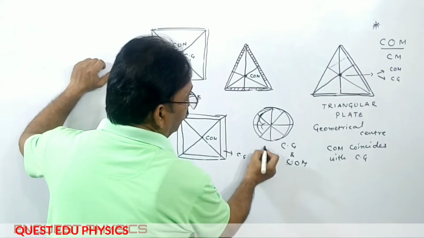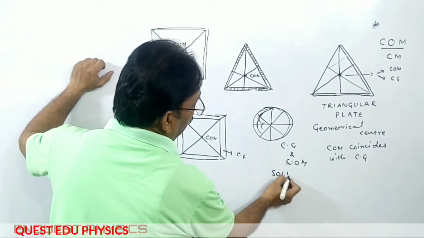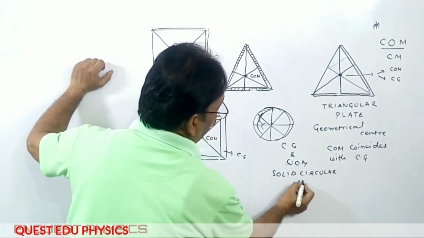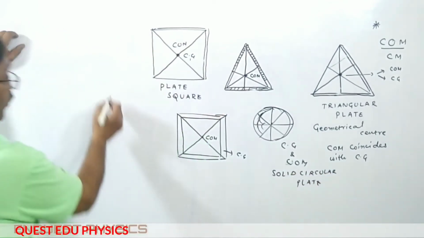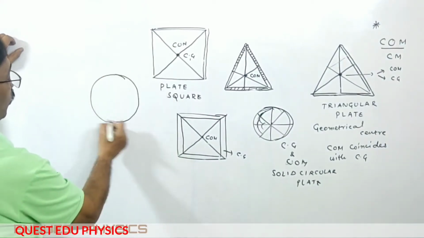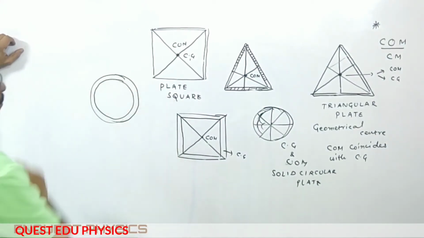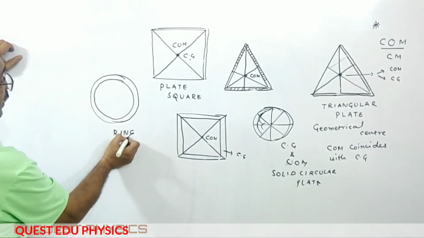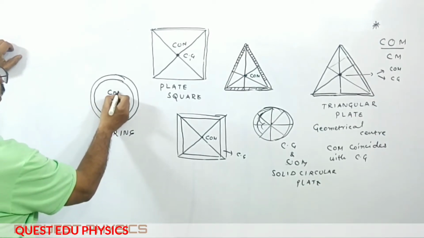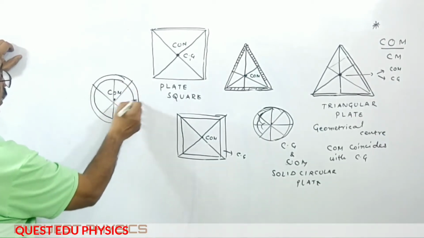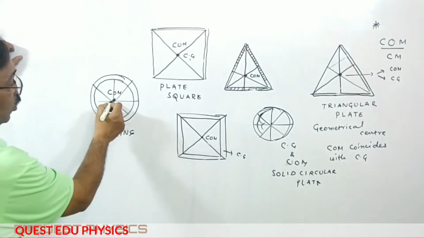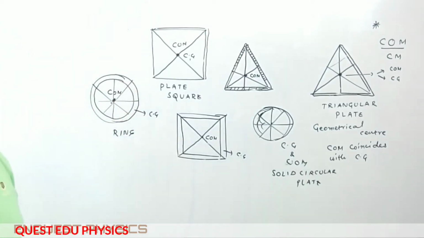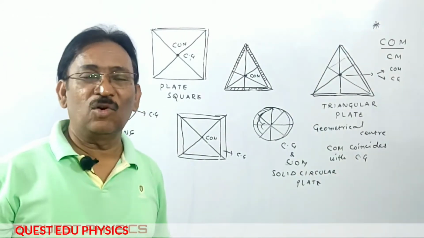It's a solid circular plate. In the same way, if you go with a ring, here is the classic example. It's a ring. In this case, the center of mass is present at the geometrical center. At that center no mass is situated, but the center of gravity is somewhere inside the mass. I'm trying to define what the center of mass is.